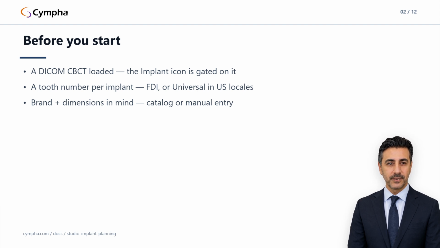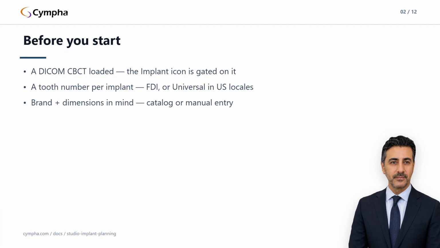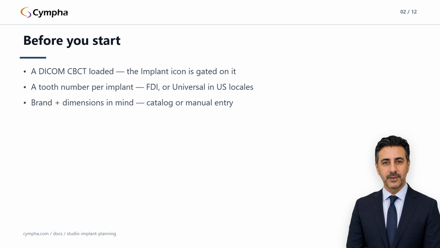Third, know the implant you intend to use, brand and dimensions. The embedded catalog covers most major systems, and if your brand isn't represented, you can still enter diameter, length, and apical diameter by hand. The plan saves and loads just fine either way.